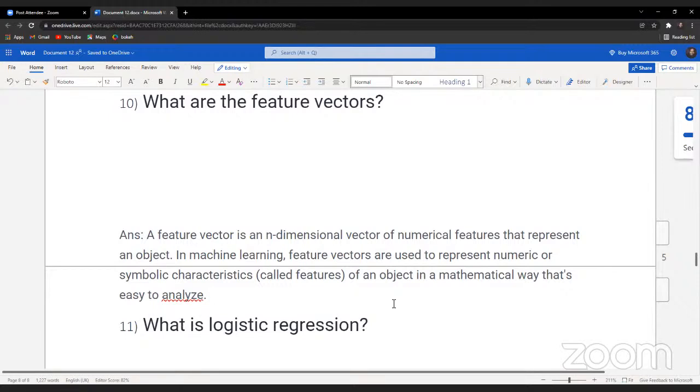Okay, yeah. Jumping to the next one, what is logistic regression? What does it actually mean? If anyone knows the answer, please ping in the chat box. I'll see those answers and we'll discuss the answer in a minute.